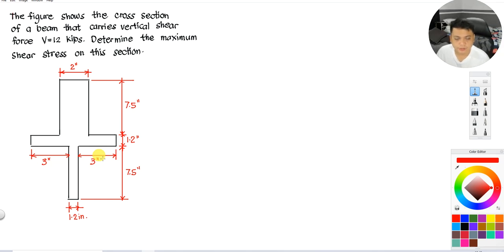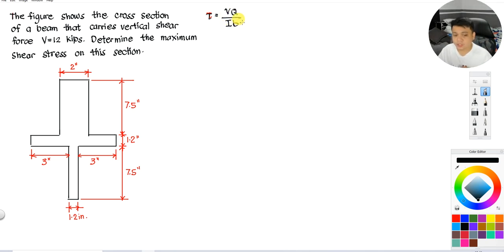Okay, so the problem: the figure shows the cross-section of a beam that carries vertical shear force V equals 12 kips. Determine the maximum shear stress on this section. Okay, so again, to solve for the maximum shear stress, we will have shear equals VQ all over I and then B.